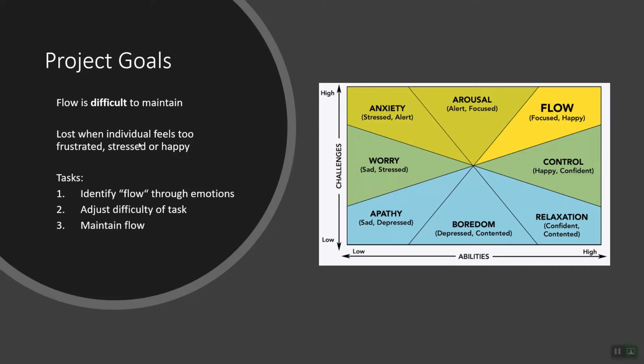So we can see that flow is lost when you're frustrated, stressed, or too happy, even too confident. If we can identify these emotions, we can also, by way of not identifying them, establish flow, if that makes sense. If we don't have emotion, we do have flow. It's an inverse relationship. So if we can identify the emotions, we can then adjust the difficulty of the task. If we're not in flow, we can make the task more or less difficult, and we can hope to achieve flow or maintain flow.